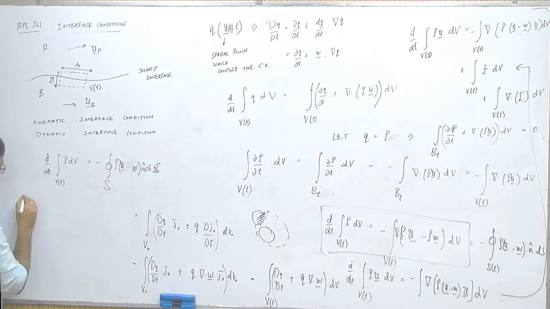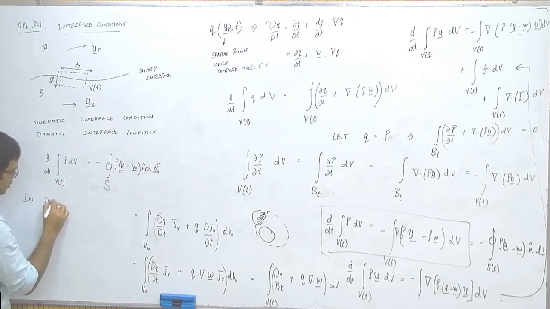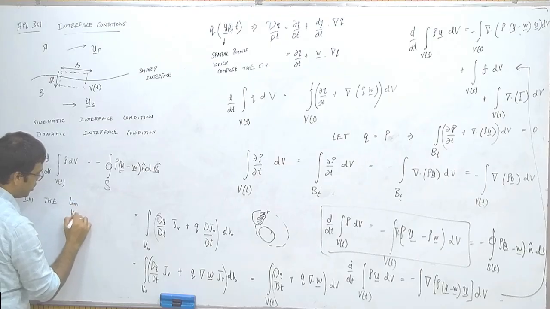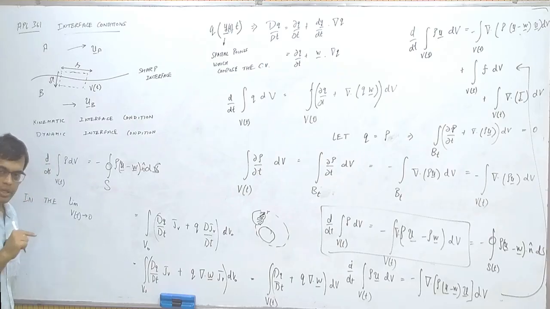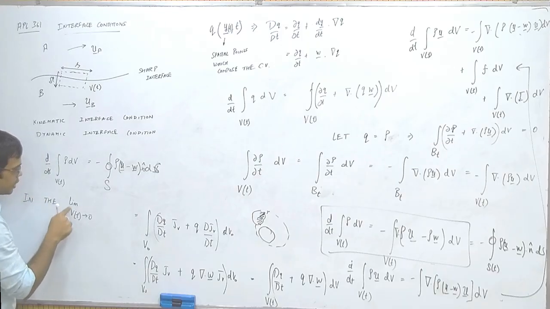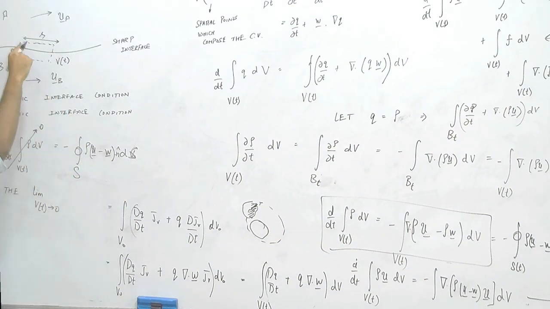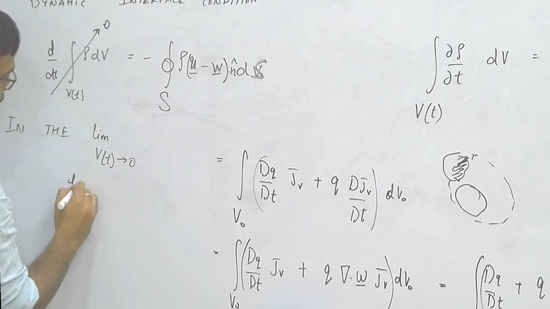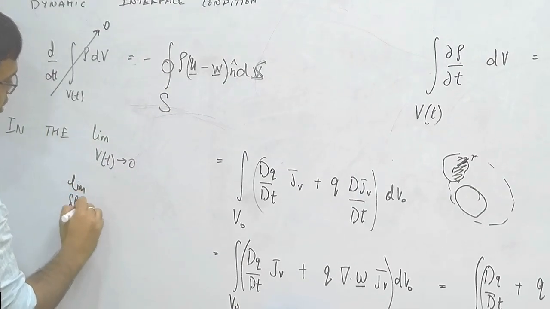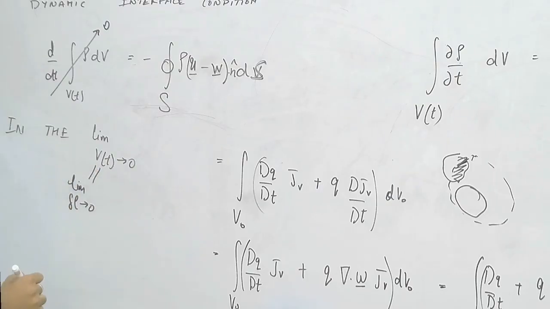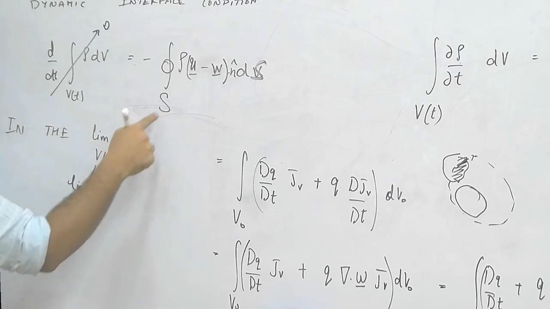Now let me write this in the limit v of t going to 0. It's not going to 0 in time, it's not like a decaying control volume. I am choosing this v of t to be arbitrarily small. So in this limit, this quantity is 0, this quantity is 0. What about this quantity? In the limit v of t going to 0, basically we are looking at the limit delta L going to 0.